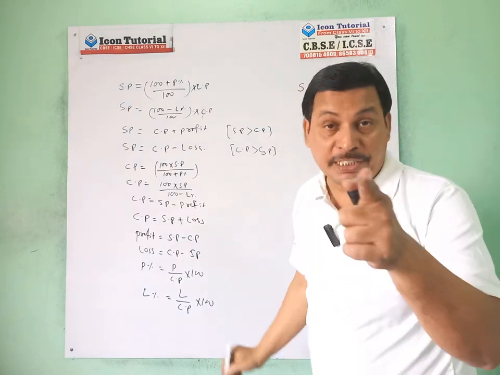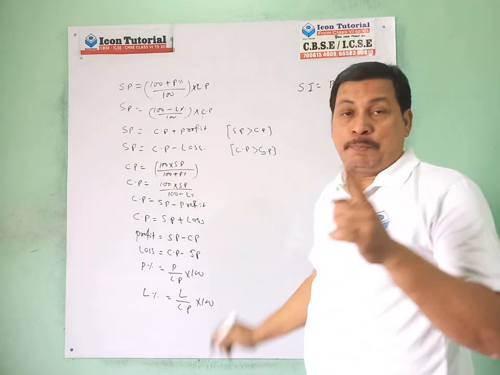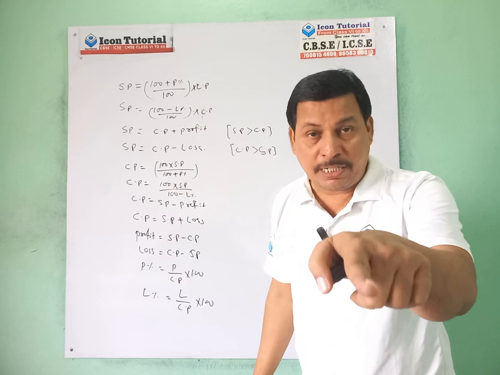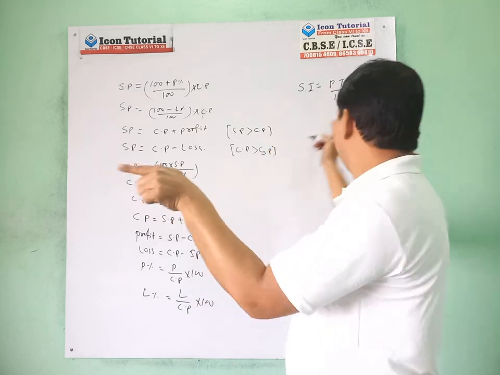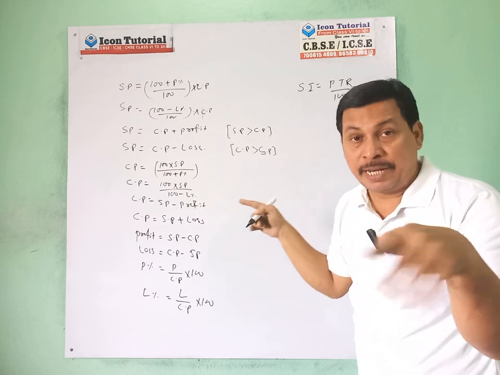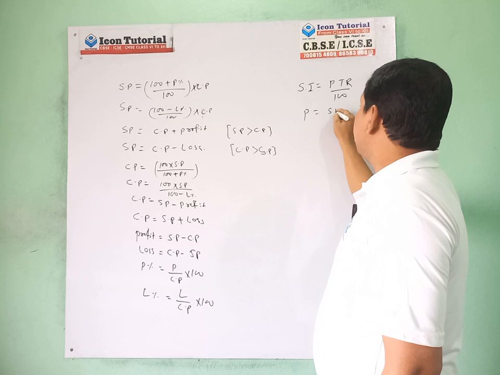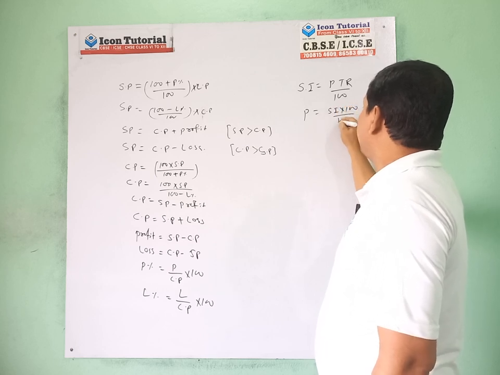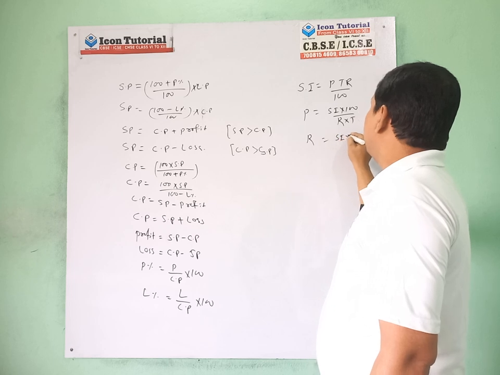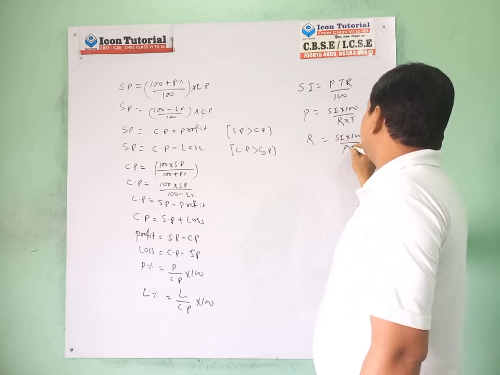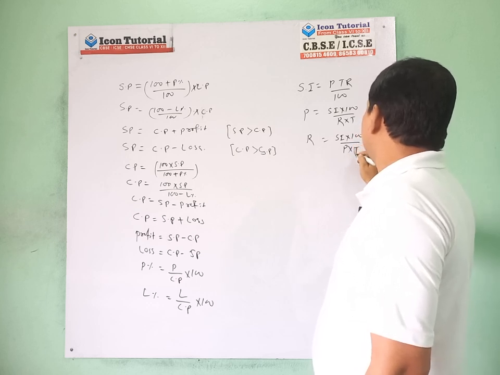Simple interest, SI is equal to PTR by 100. Clear? P for principal, T for time. Write down. P for principal, T for time, R for rate of interest. P for principal, T for time, SI for simple interest. Now P, only P, is SI into 100 by R into T. Only R is SI into 100 by PT. Just R is given means PT.